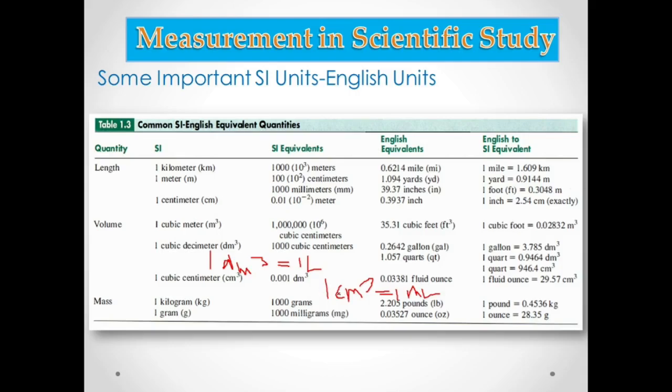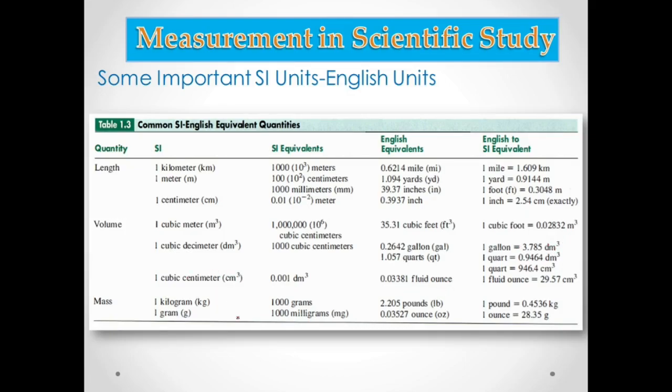Okay, so in hospitals, the cubic centimeter is actually called cc. Okay, that is in hospital. So 1 cc is just 1 cubic centimeter or 1 ml. Okay, so then we have also gallons to liters or cubic decimeter. So 1 gallon is 3.785 liters or cubic decimeter, and so on and so forth.